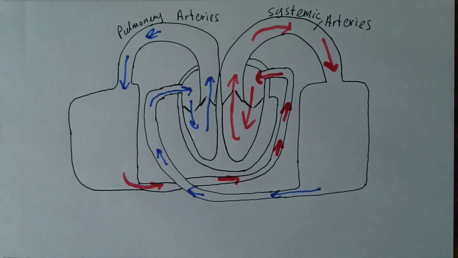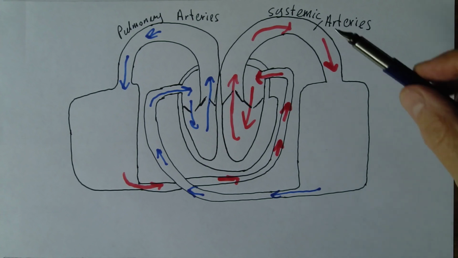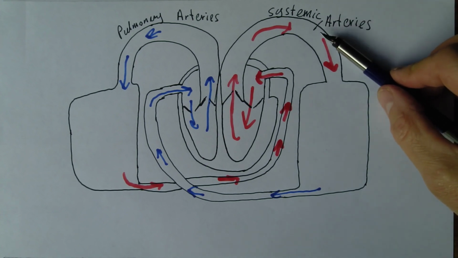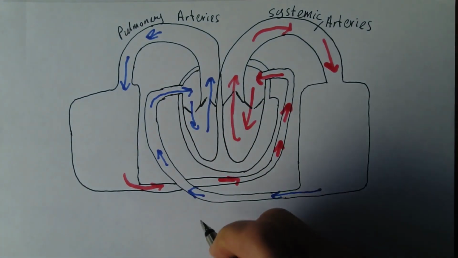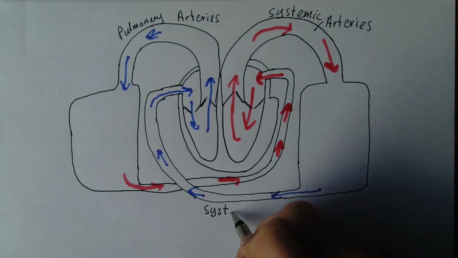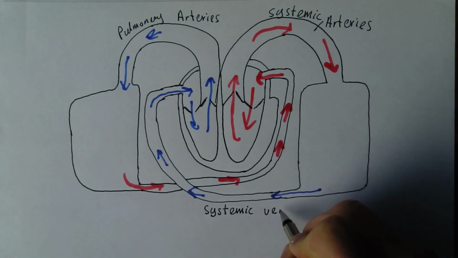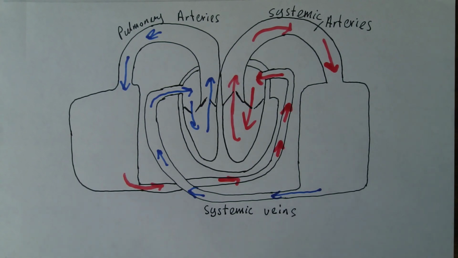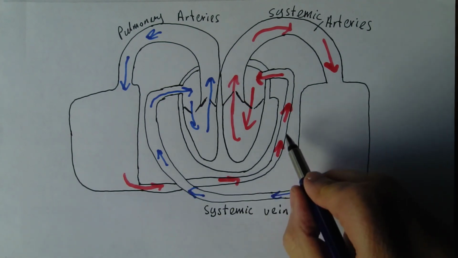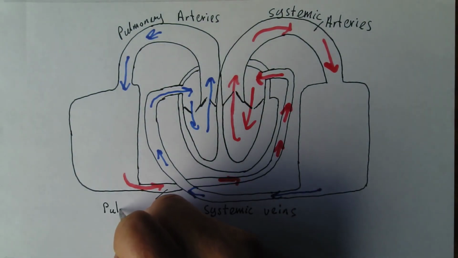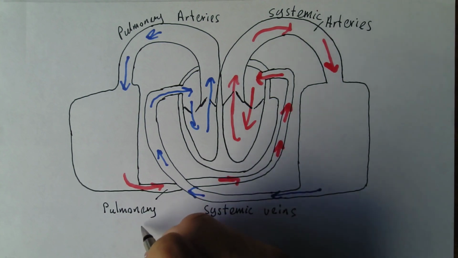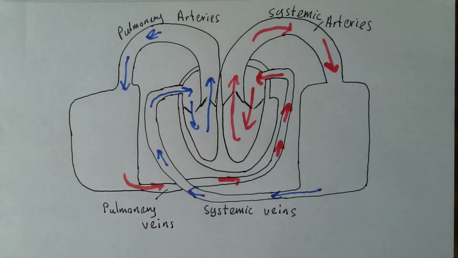Now, a lot of the diseases of the circulatory system can be explained in terms of pressure changes in these vascular systems. So we've got the systemic arteries going to the systems of the body. So these veins here draining the body are the systemic veins. That's the systemic venous system. This system here, draining the lungs, are the pulmonary veins.